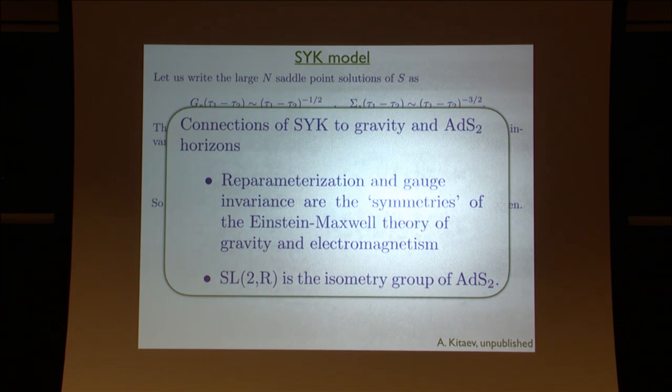But for the general audience, I want to emphasize it's those two points that really explain in some deep sense why there's a gravity dual, because these symmetries are precisely the symmetries of gravity. The reparameterization and gauge invariance are properties of the Einstein-Maxwell theory of gravity and electromagnetism. And if you take a particular vacuum of gravity, which is AdS2, the isometries of AdS2 are SL(2,R). So you have almost exactly the same symmetry structure appearing in these gravity theories, and that's ultimately the reason why we believe that there is a gravity dual, beyond just the simple observations so far of the SYK model.